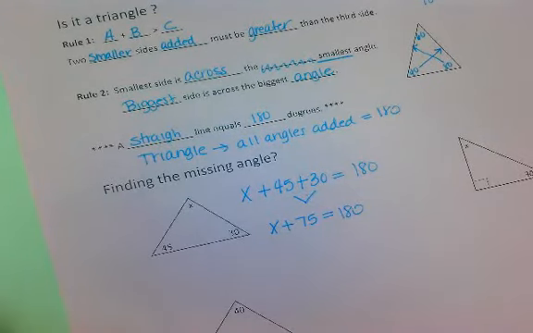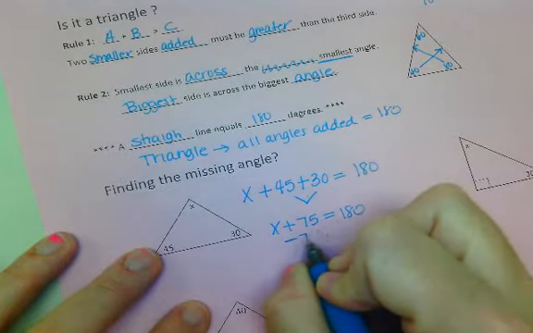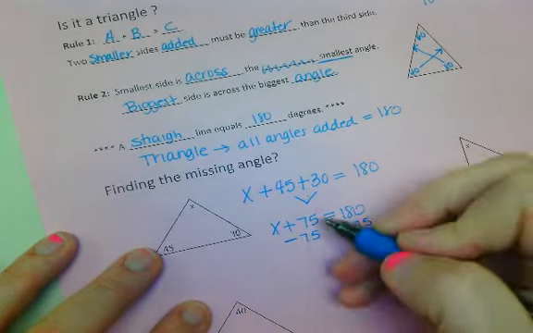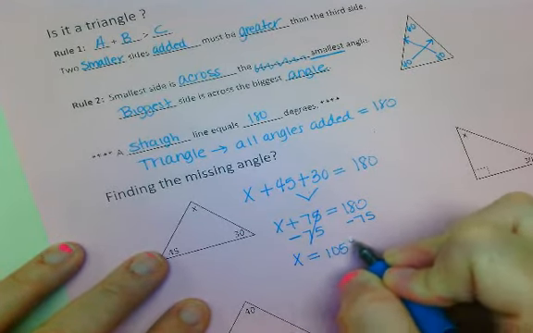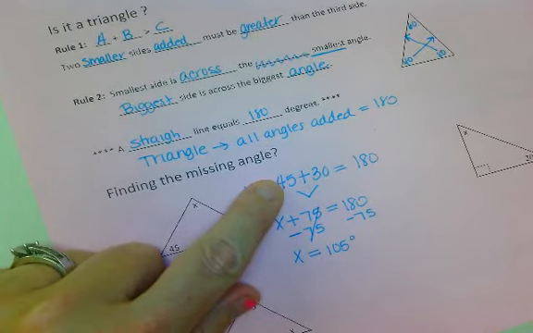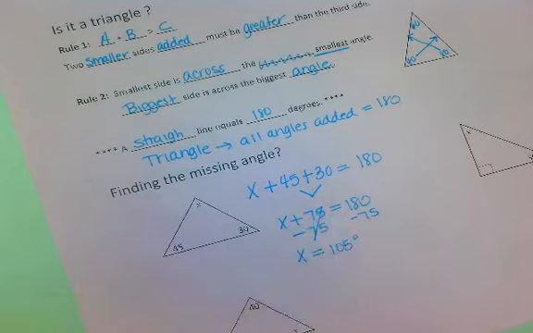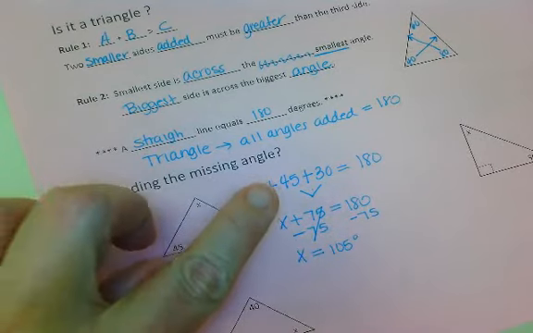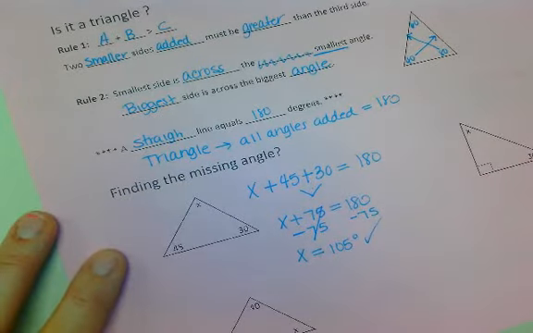Well, now we have an equation, and when we're solving an equation, we do the inverse operation, which is the opposite operation. The opposite of adding is subtracting. So we're going to subtract 75 from both sides. This cancels, so now we know that x equals 105 degrees. And you can always check your work by plugging that in. 105 plus 45 plus 30 equals 180. So our answer is correct.